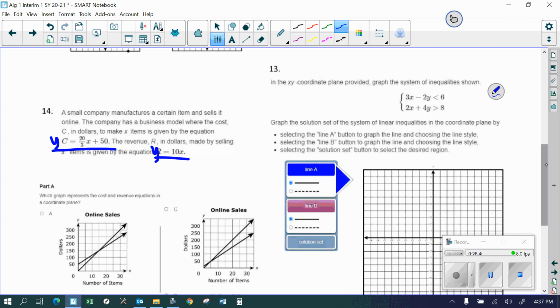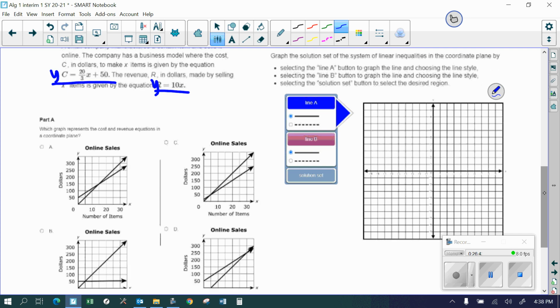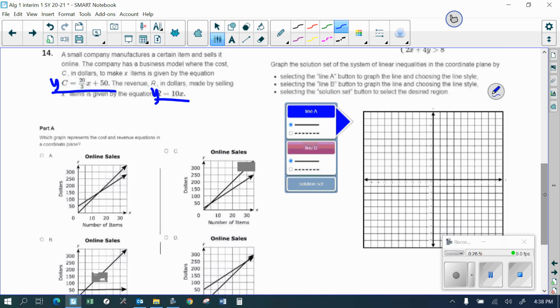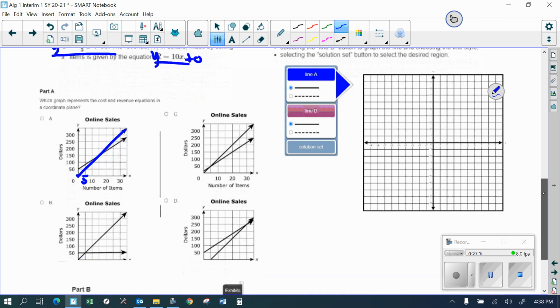So part A asks, which graph represents the cost and revenue equations? So which are the two graphs here? You have to have a y-intercept. So this one is 10x plus 0, right? So at (0, 0), I go up 10. Here's 5 right here. So I plug in 5 for x, that gives me 50. There it is right there. So that works, so that's going to be that one right here. That wipes out this one.